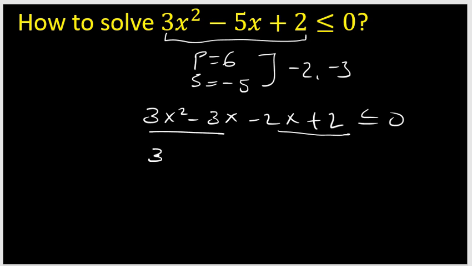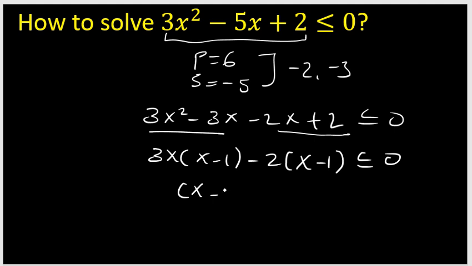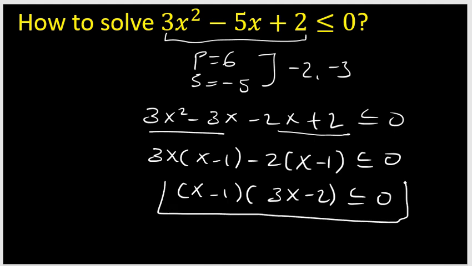And then what's common here? 3x. Then x minus 1 remains. Here -2 will be common, so x minus 1 remains, less than or equal to 0. Finally it will be x minus 1 and 3x minus 2, which is less than or equal to 0. So this is the factorized form.